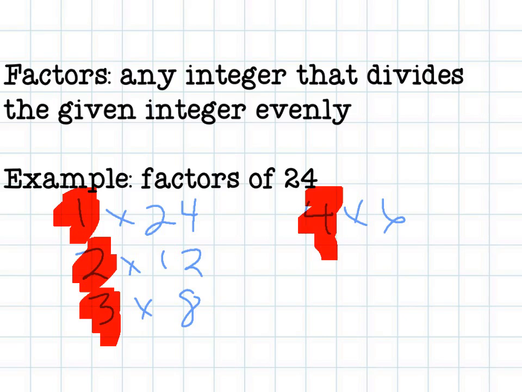The next number in the line would be 5. However, 5 does not go into 24 evenly, so we would skip 5. The next number that we would end up using would be 6. And notice 6 is already here. Since 6 is already there, we don't need to use it again. We have now completed our list of factors.